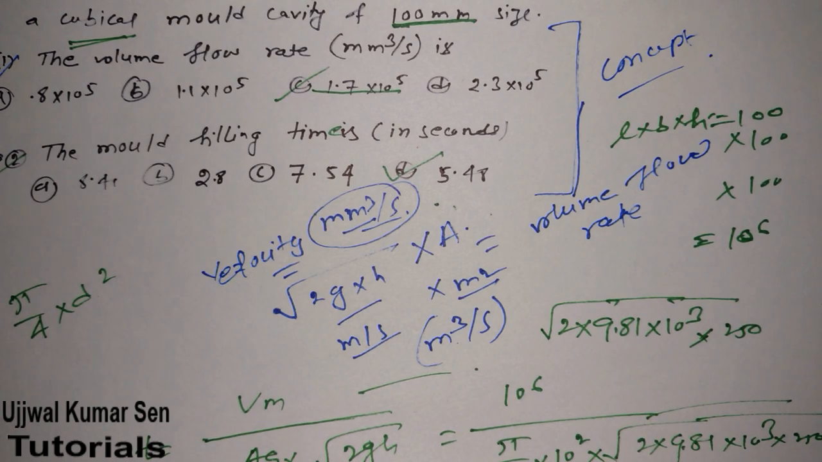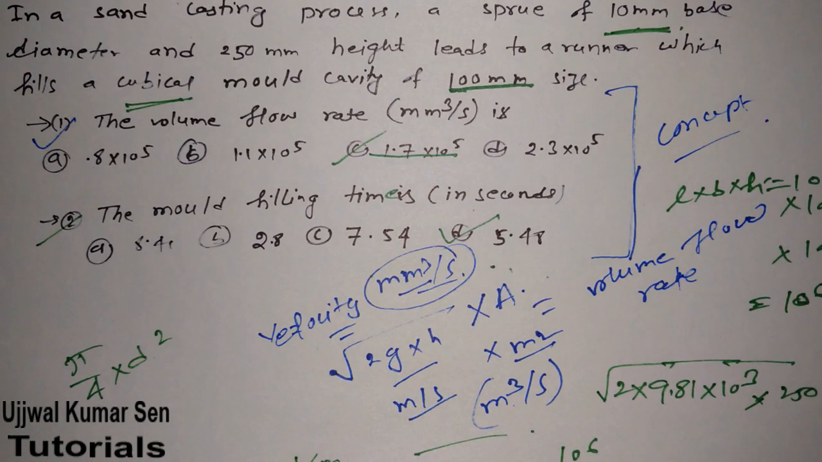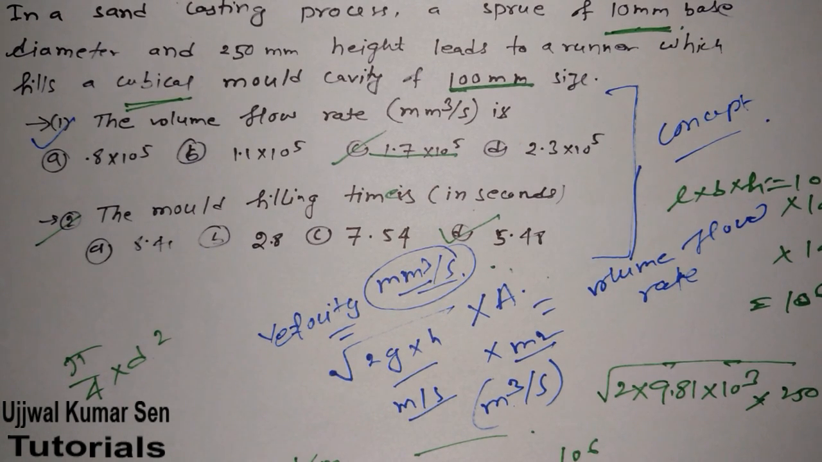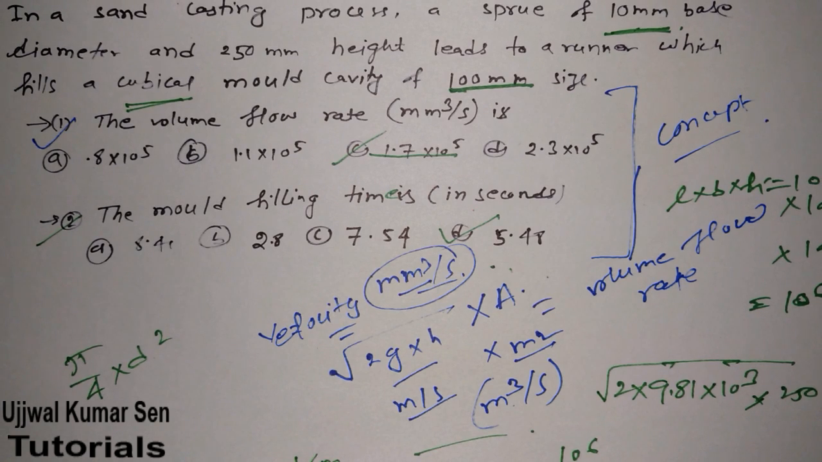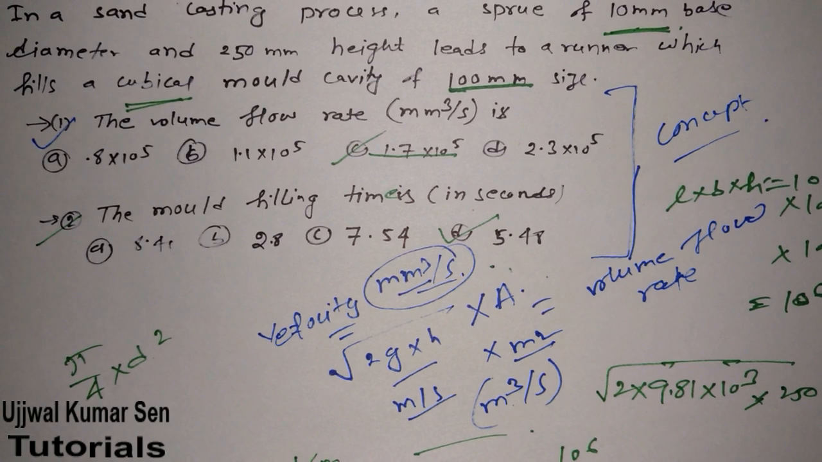If we had taken values up to 4 decimals, then probably we could get the right answer, I mean the exact answer. This is the right answer. So this is how you can solve the numerical problems that have been asked in GATE.